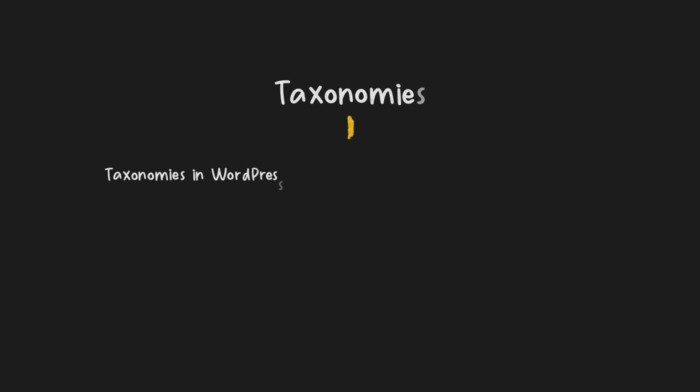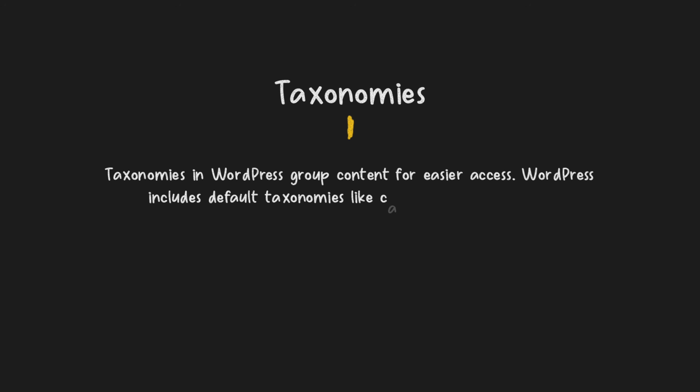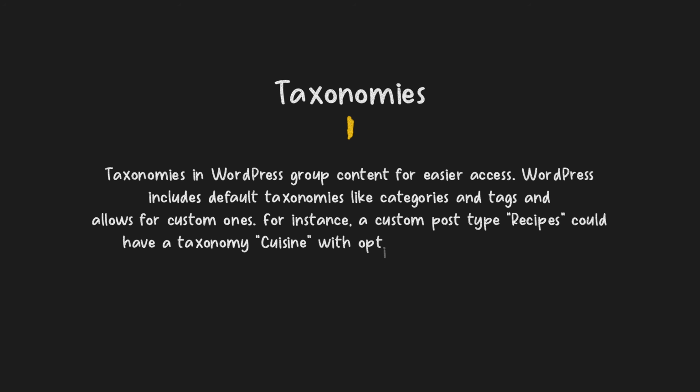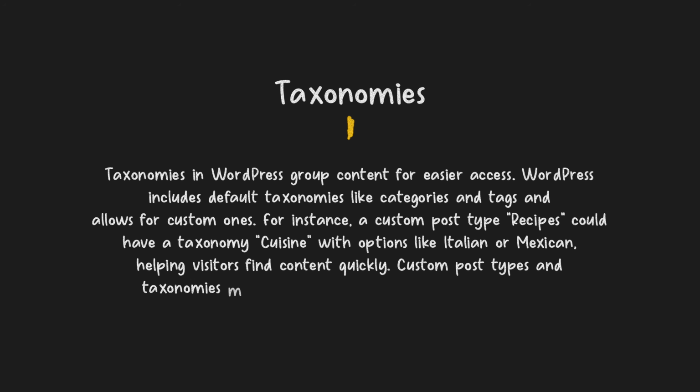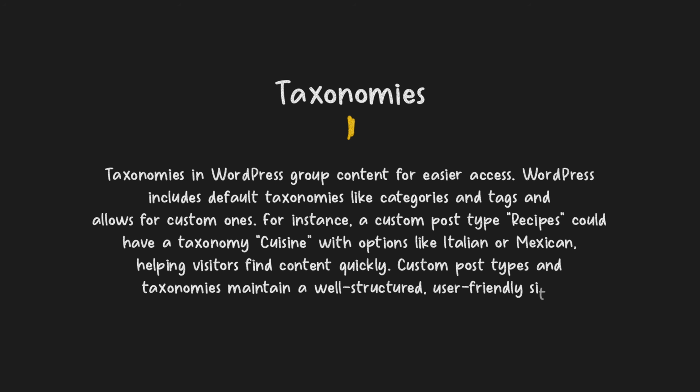Next up, there's taxonomies. Now, taxonomies in WordPress are a way to group and organize content so it's easier to find. WordPress already includes taxonomies like categories and tags for posts, but you can create custom taxonomies for your custom post types. For example, if you have that custom post type called recipes, you could create a custom taxonomy called cuisine with options like Italian, Indian, or Mexican. This helps you organize your recipes into groups so visitors can browse content more easily. Taxonomies and custom post types work together to keep your site's content structured and user-friendly.